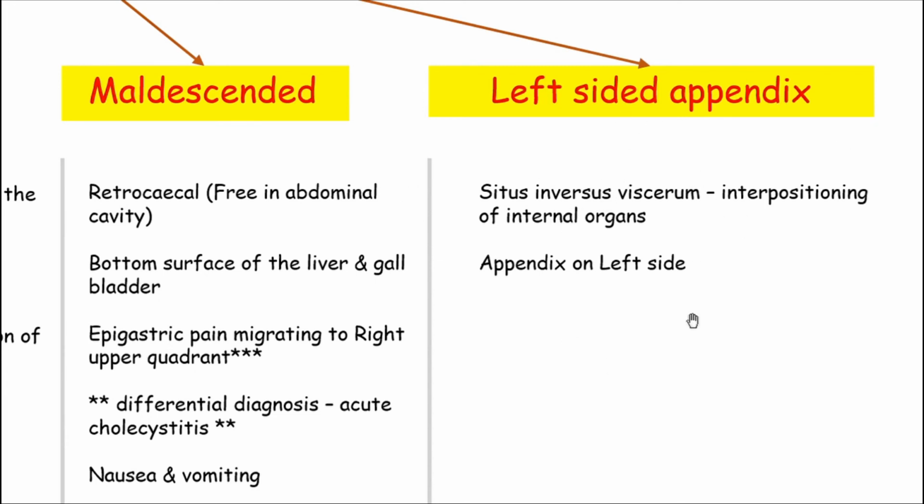This condition is known as situs inversus viscerum, which means transposition of the internal organs: the heart, which is usually located on the left, is now on the right in these patients, and the liver is on the left, and therefore the appendix is also on the left. So when these patients have appendicitis, pain occurs on the left side, not on the right side.